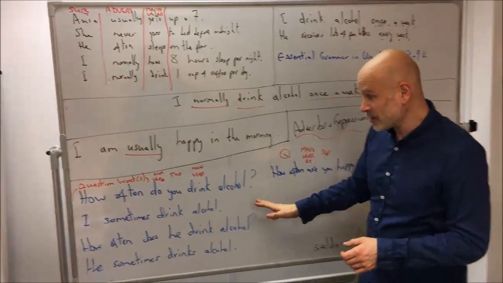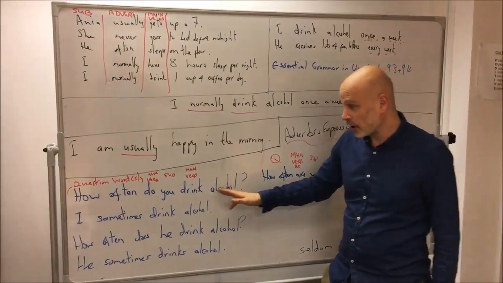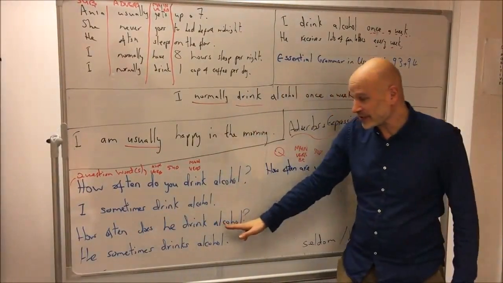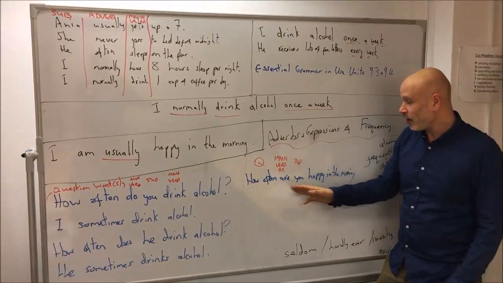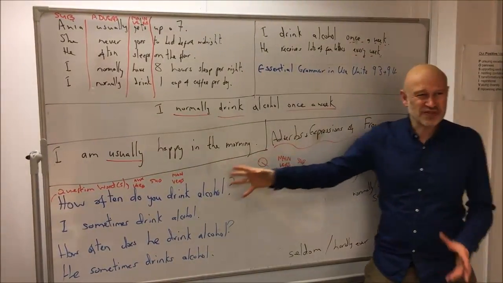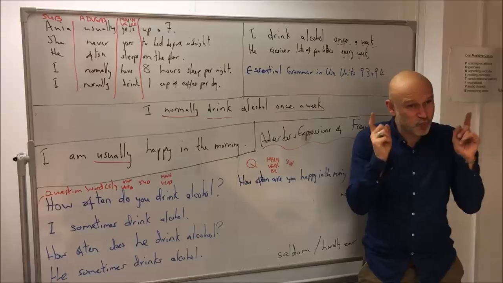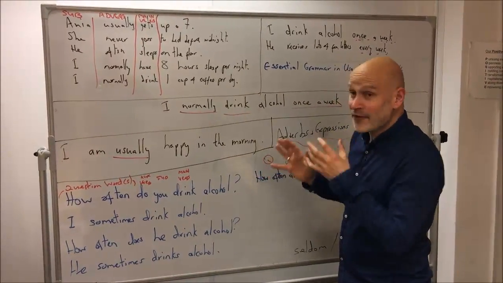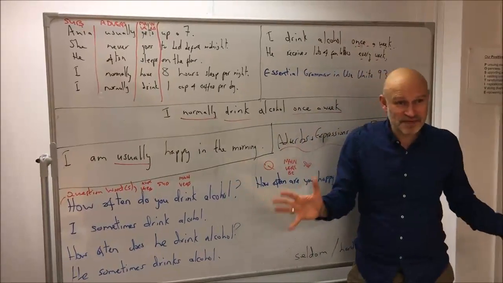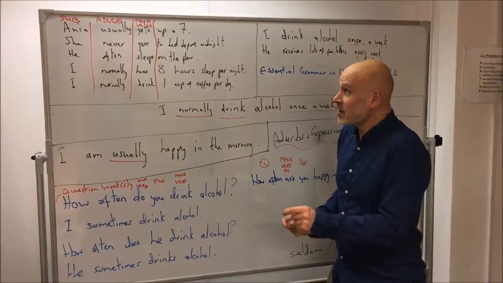So here are the questions. How often do you drink alcohol? Or how often does he drink alcohol? Question word, auxiliary verb, subject, main verb. Or how often are you happy in the morning? Just using those same structures, but just with this one question. And then I've shown you all the different possibilities for answering.